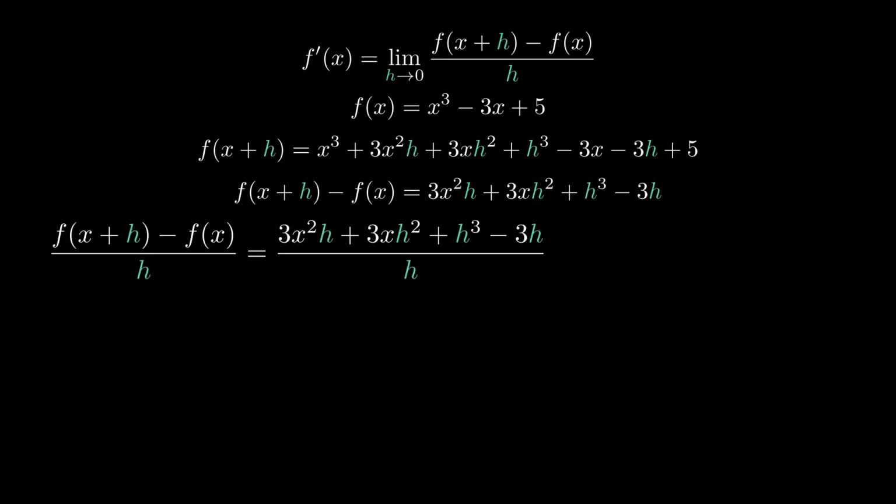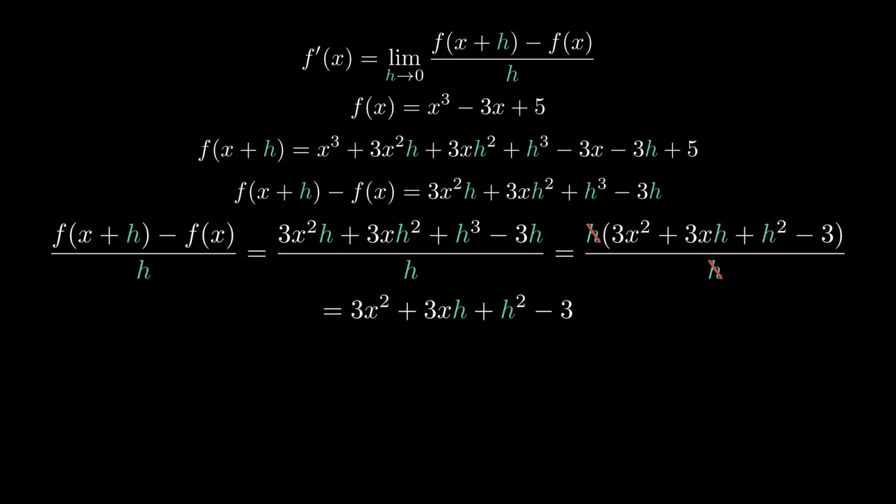So if you look at our numerator, we have 3 times x squared times h plus 3x times h squared plus h cubed minus 3 times h. Notice that they all have at least one h in common, which means that we can actually factor out that h. So what we're going to do is factor out an h from the numerator, and that'll leave us with h times 3x squared plus 3x times h plus h squared minus 3. And now that we factored out that h, we now have an h in our numerator and denominator, which means we can cancel those out. So f of x plus h minus f of x all over h will clean up to become 3x squared plus 3x times h plus h squared minus 3.